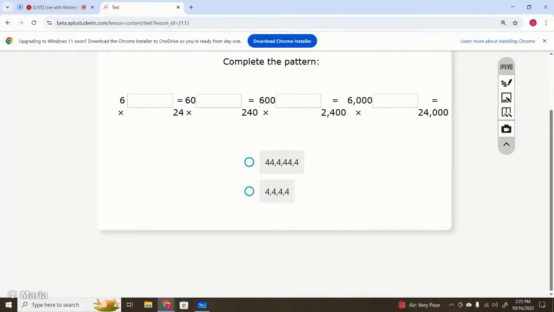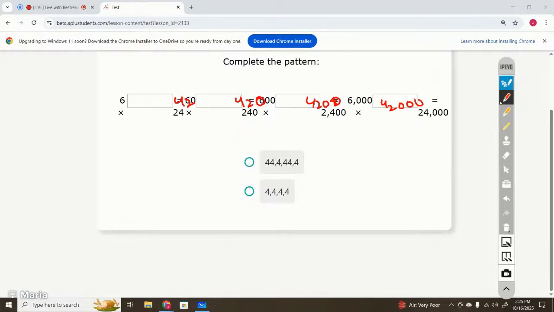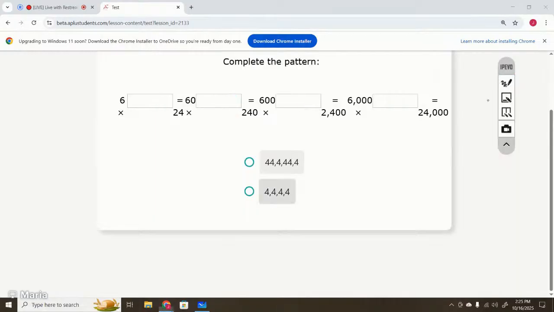6 times what number is 24? 60 times what number is 240? 6 times 4 is 24. 60 times 4 is 240. 600 times 4 is 2,400. 6,000 times 4 is 24,000. So option number 2 is the correct. Very good.